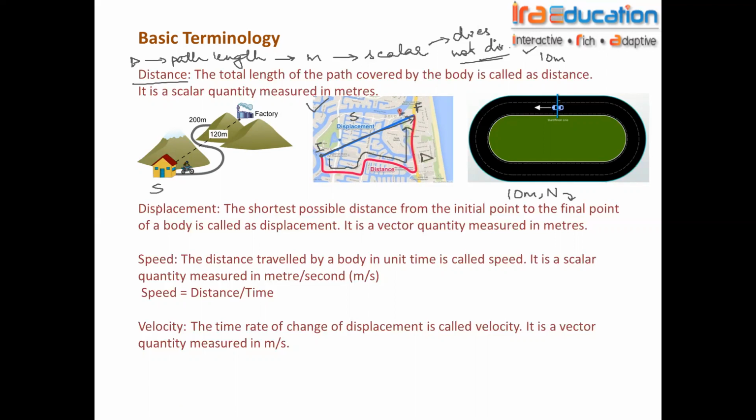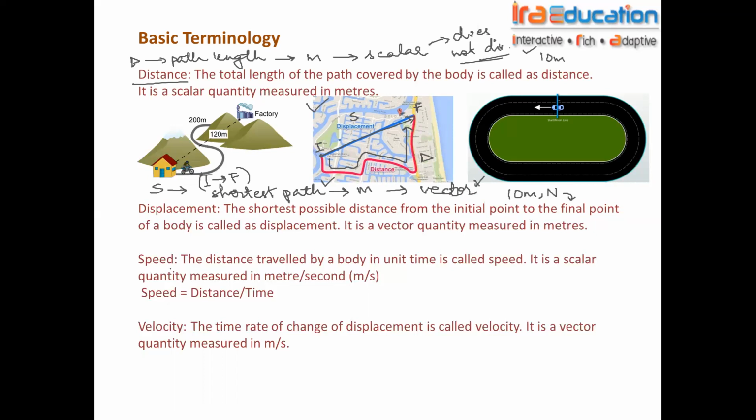Is it clear? So distance and displacement, make sure: D is the length of the path, whereas capital S is the straight line joining the initial point to the final point. Either that way, or you can say it's the shortest path. Why shortest path? A straight line is always the shortest path, remember. It's also measured in meters. Now, what kind of quantity is it? It's a vector quantity. Why vector quantity? It has a direction. See, it's directed from initial to final. So it has a direction, meaning it's a vector quantity.